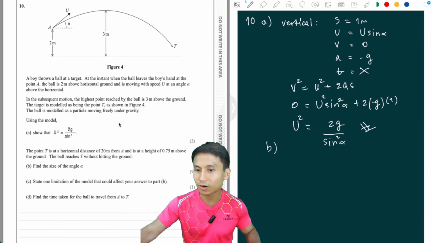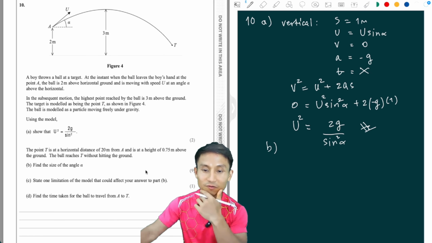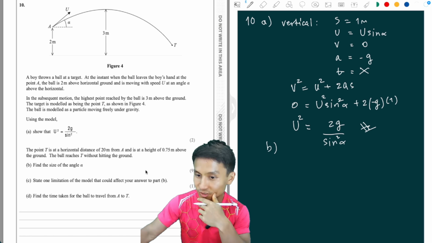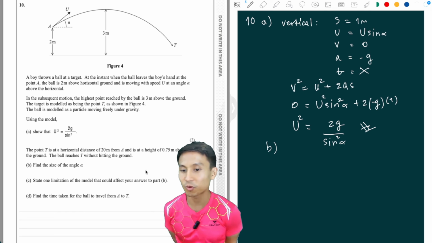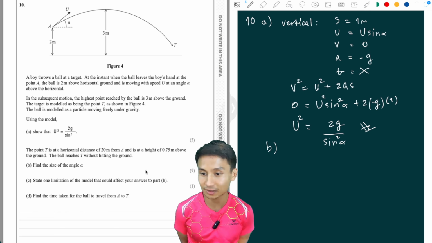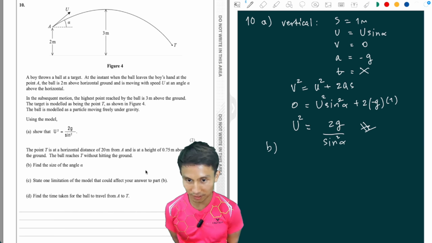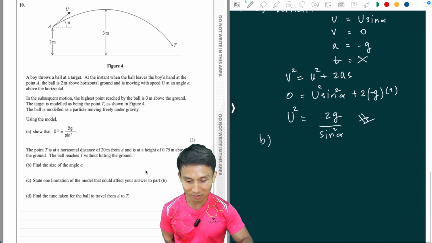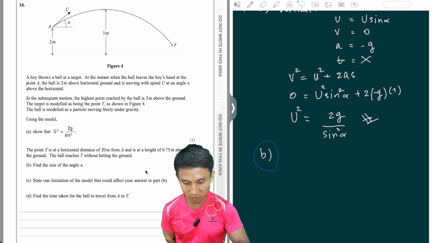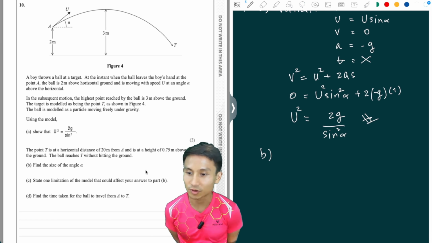The point T is a horizontal distance of 20 meters from A and is at a height of 0.75 meters from the ground. The ball reaches T without hitting the ground. Now, we're going to consider from point A to T, not A to the highest point. B, find the size of the angle alpha, right? So we're going to find alpha here, and it's 9 marks. That's not little there. Okay, so surely there's going to be quite some algebra here for you to do.